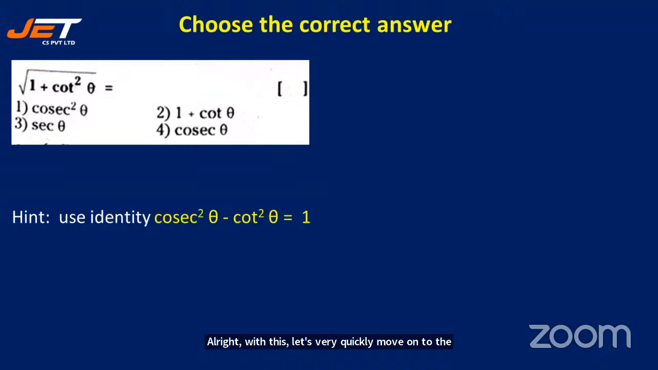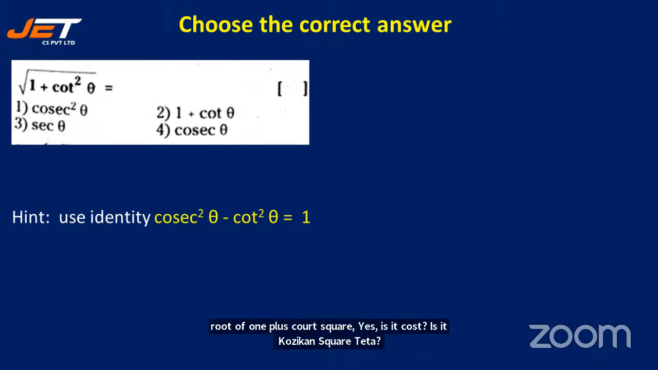Root of 1 plus cot square theta. Is it cosecant square theta? Is it 1 plus cot theta? Is it secant theta or is it cosecant theta?